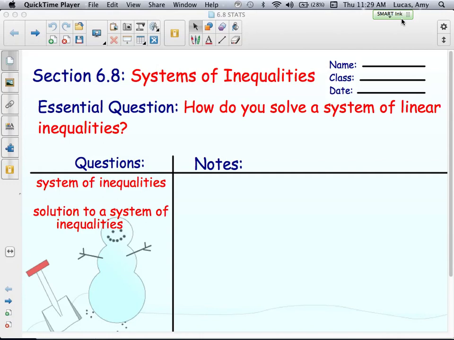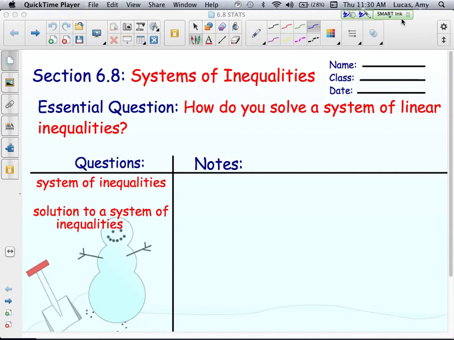Lesson 6-8, Systems of Inequalities. Our essential question is, how do you solve a system of linear inequalities? A system of inequalities is very similar to a system of equations.